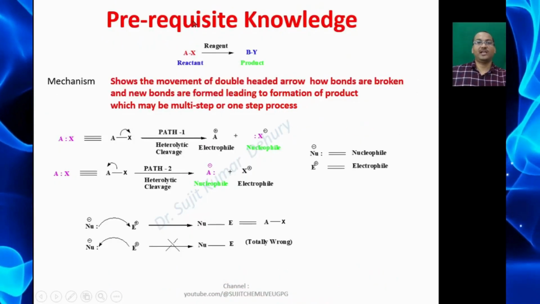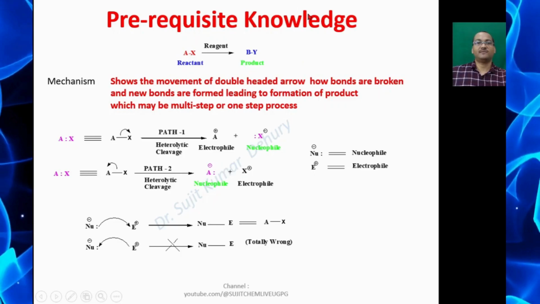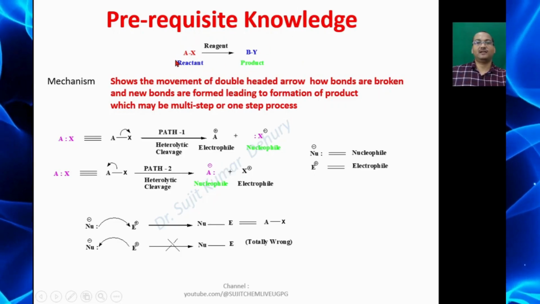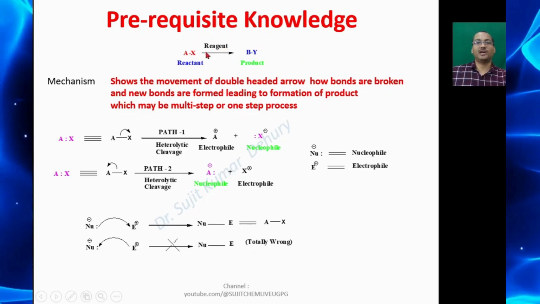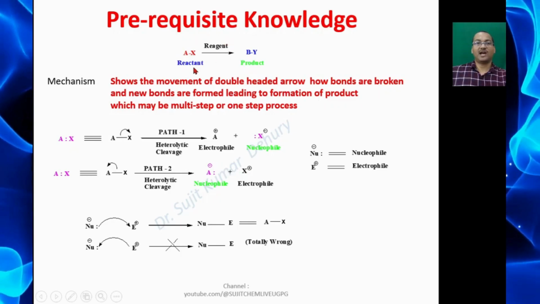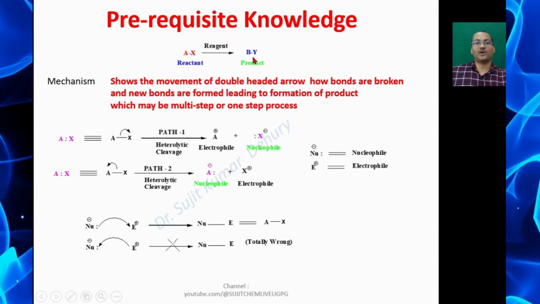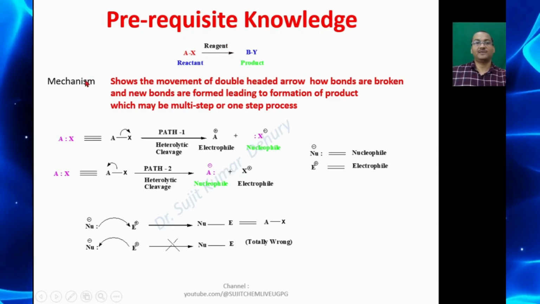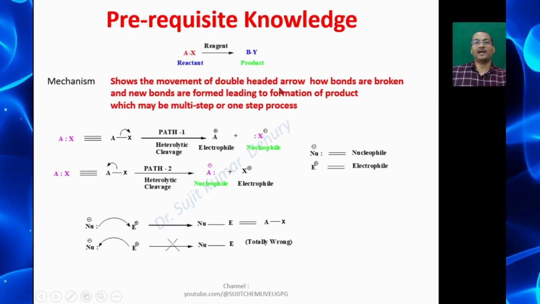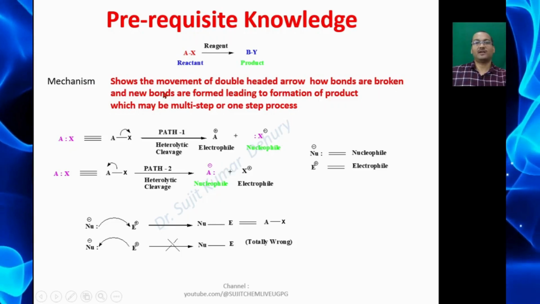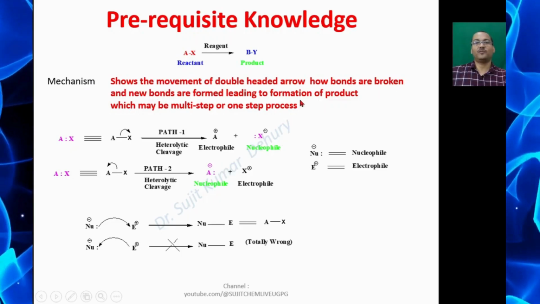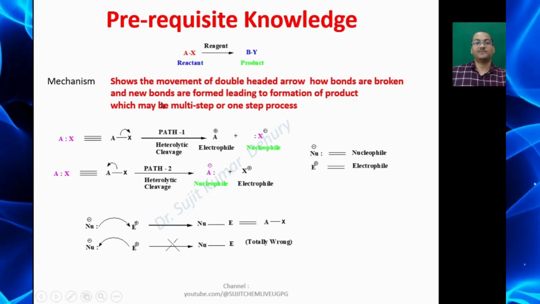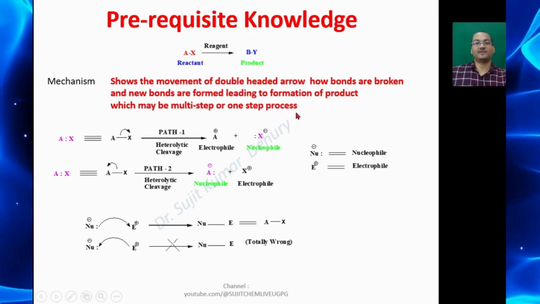So this is the prerequisite knowledge you must have. Usually the reactant is converted to the product with the help of reagents. How that reactant is converted to the product with the help of reagents, that is the mechanism. The mechanism shows the movement of double-headed arrows, how bonds are broken and new bonds are formed, leading to formation of product, which may be a multi-step or one-step process.